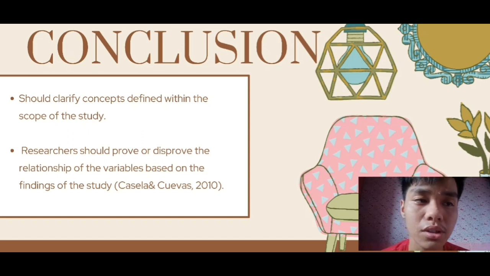Ethically, the researcher should give the true findings of the study. Researchers are not supposed to fabricate the results of the study to favor the desired conclusion. And the researchers should prove or disprove the relationship between variables based on the findings of the study, according to Casella and Cuevas in 2010.